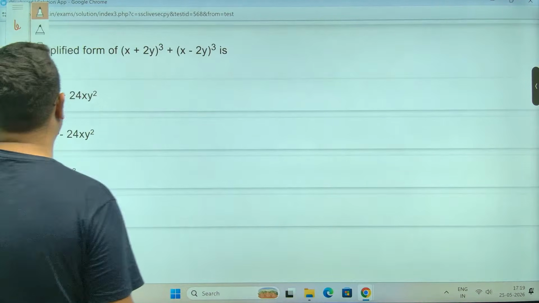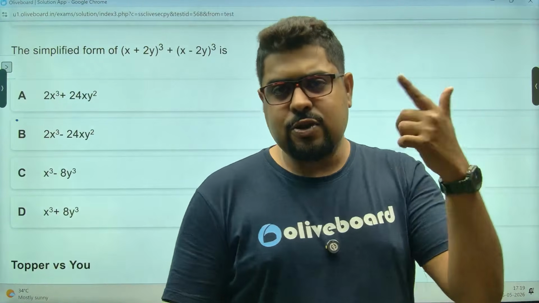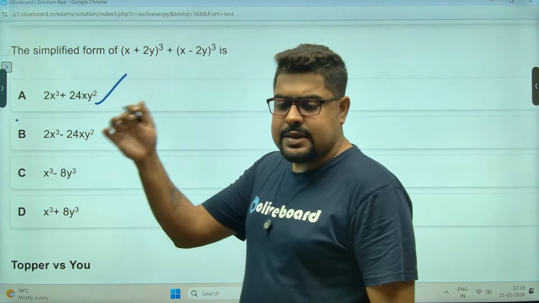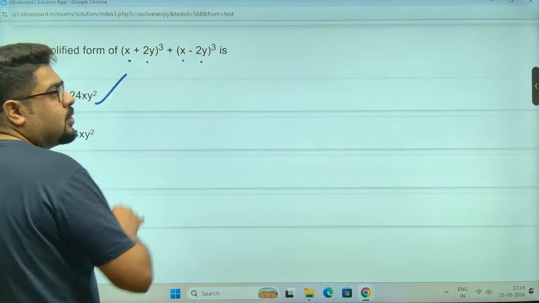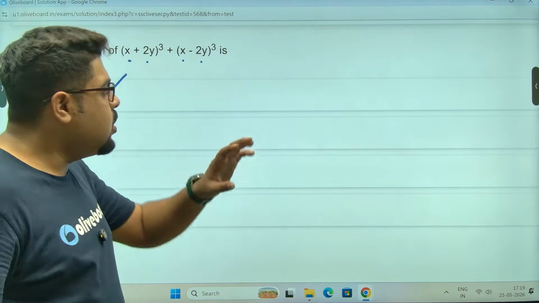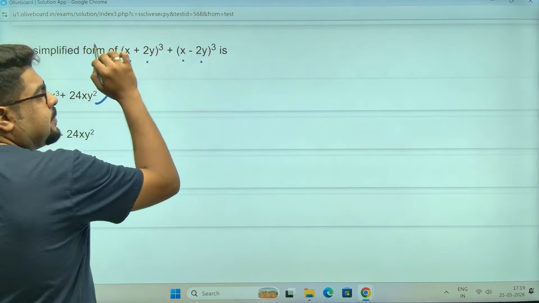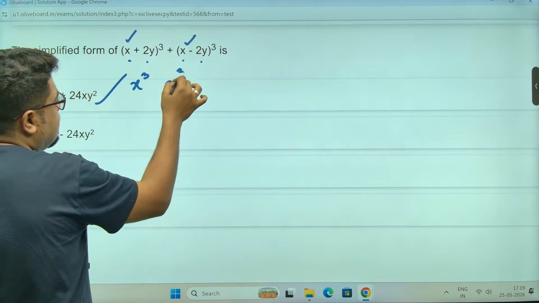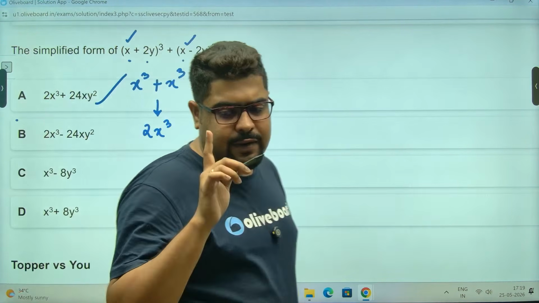Next one, sir. You can solve this, but again, try to do it in 10 seconds. Looking at the options, I can directly say this is my answer. You will ask how I said this, sir. A plus B whole cube or A minus B whole cube? The minus part will cancel. I'm only thinking about the A cube and B cube part, not A square B or AB square. So I get A cube from here and also A cube from here, meaning my answer will have a 2x cube.